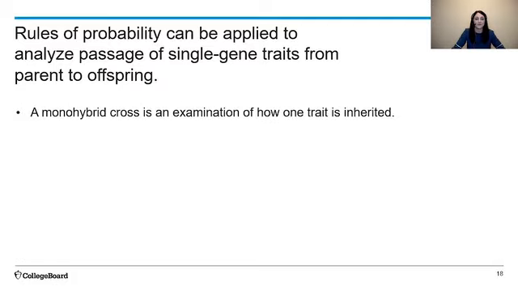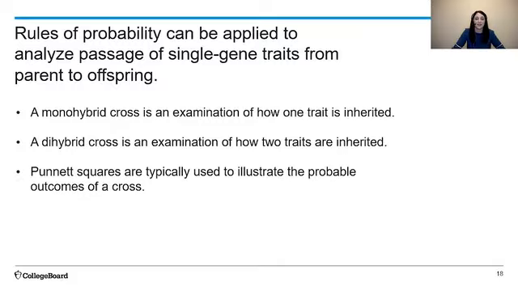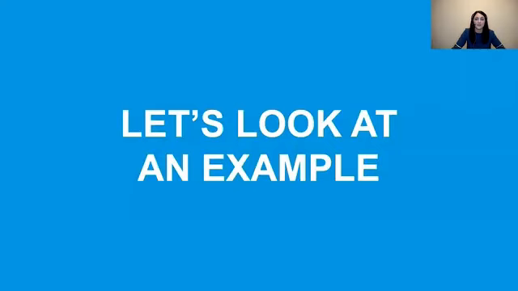We can also look at different crosses. A monohybrid cross is an examination of how one trait is inherited, right? Mono means one. We can also have dihybrid crosses, and di means two. So a dihybrid cross is an examination of how two traits are inherited. Punnett squares are typically what we use to illustrate the probable outcomes of a cross. So let's look at an example of a monohybrid cross using Punnett squares.